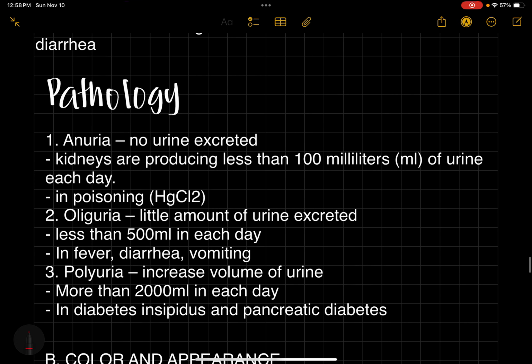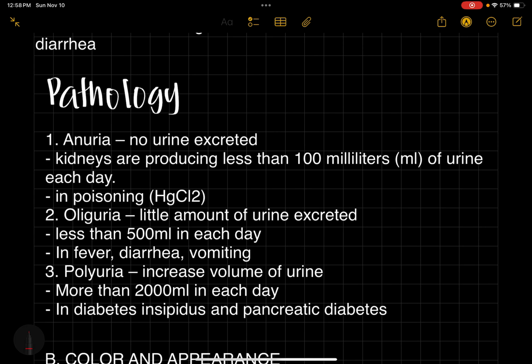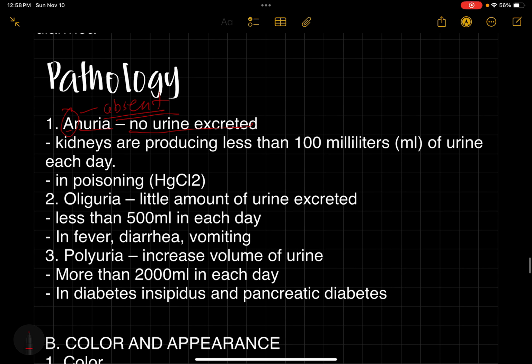We have pathology, anuria. Anuria is, when you say A, gani ang makita nyo sa condition nga A. When you say A, absent na siya. No? Absent or no urine excreted. Kidney are producing less than 100 ml of urine each day. In poisoning, we have the mercury, no?